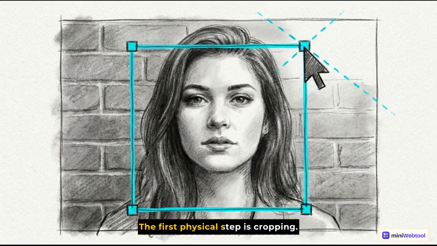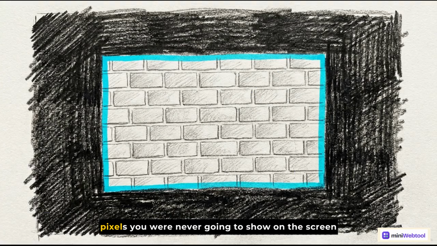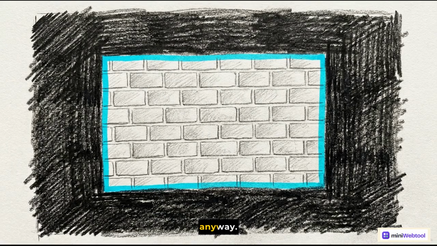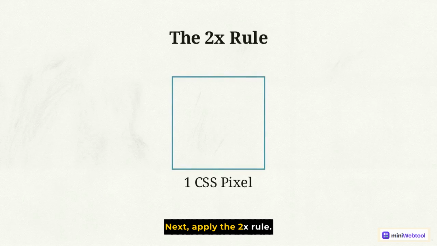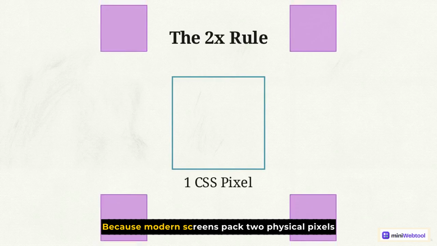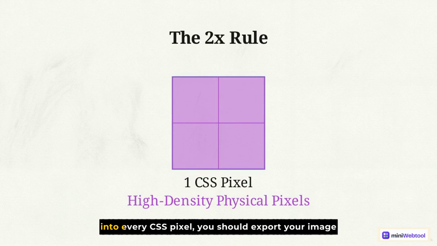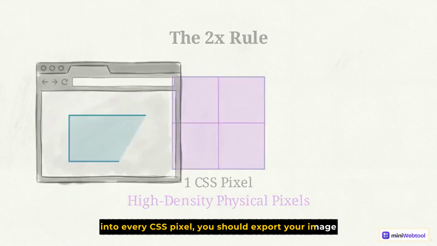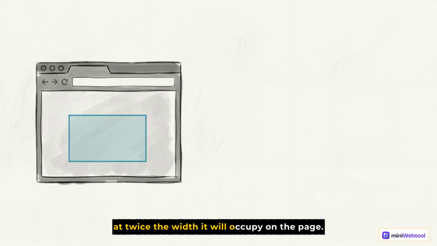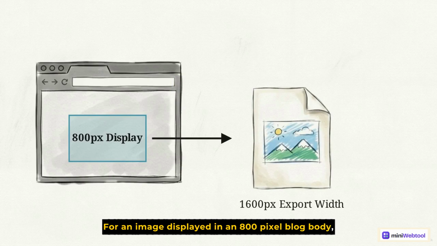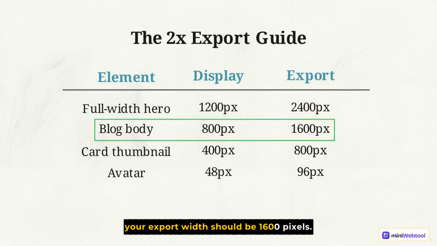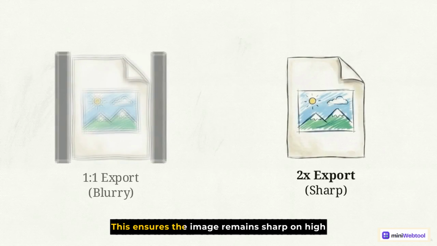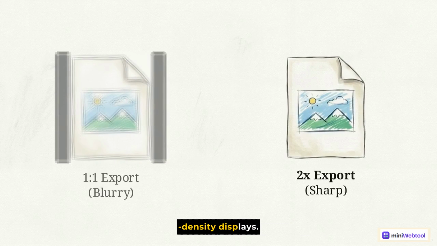The first physical step is cropping. By cropping the composition first, you delete pixels you were never going to show on the screen anyway. Next, apply the 2x rule. Because modern screens pack 2 physical pixels into every CSS pixel, you should export your image at twice the width it will occupy on the page. For an image displayed in an 800 pixel blog body, your export width should be 1600 pixels. This ensures the image remains sharp on high-density displays.